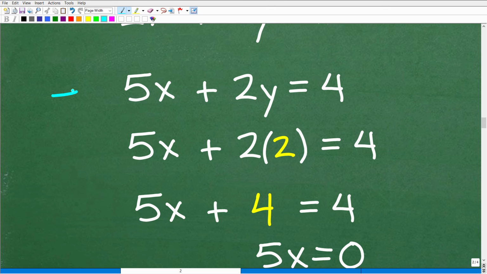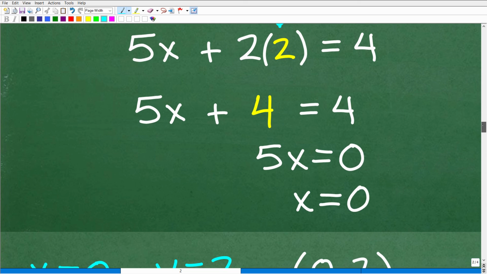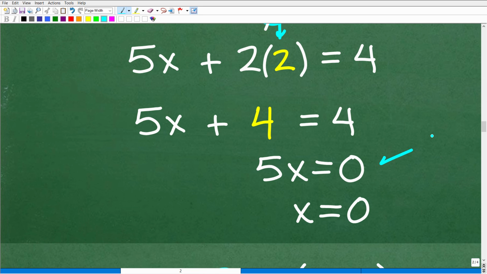So here's our first equation, 5x plus 2y is equal to 4. So I know now that y is equal to 2, so I'll replace that y with 2. This leaves me with the equation 5x plus 2 times 2, or 5x plus 4 is equal to 4. Now I'm going to subtract 4 from both sides of the equation. That gives me 5x is equal to 0. Divide both sides of the equation by 5, you get x is equal to 0.